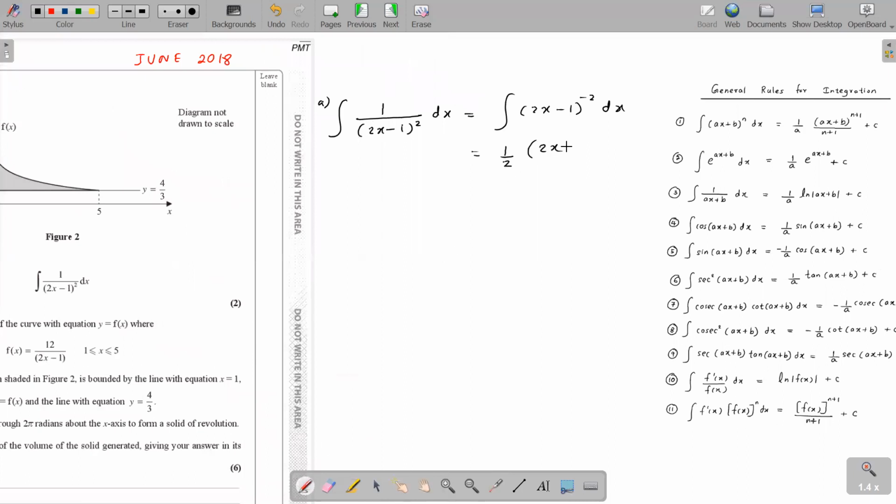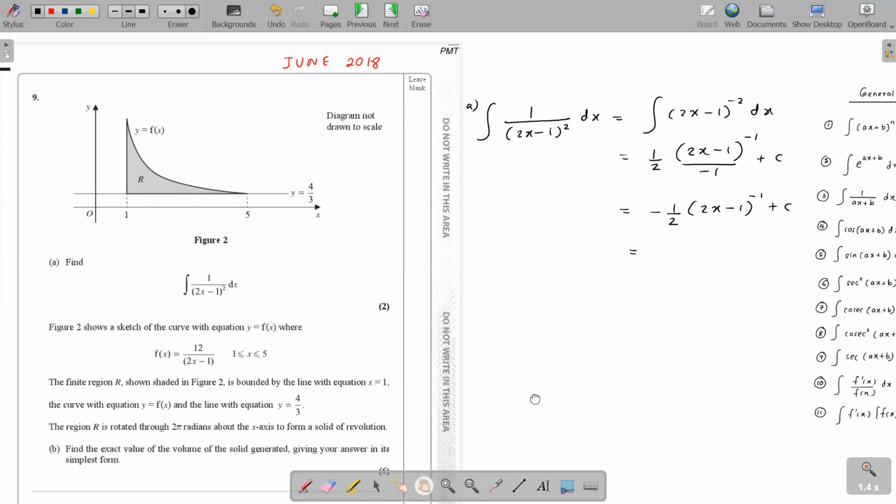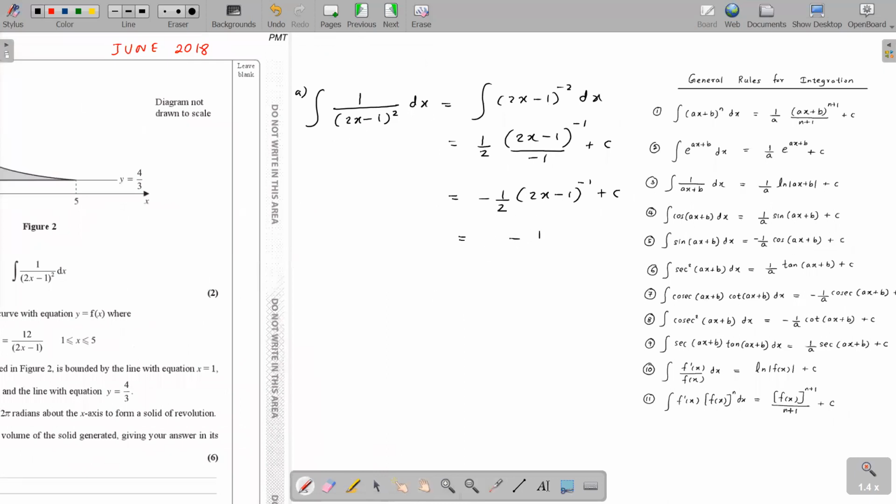So (2x minus 1) to the power n plus 1. Minus 2 plus 1 is minus 1. Divide by minus 1, plus c. So you end up getting minus half times (2x minus 1) to the power minus 1 plus c. Do you agree? So do they ask us in any format? No, they just ask you to get the answer. So minus 1 over 2 times (2x minus 1) plus c. Do you agree? I just brought the (2x minus 1) to the power minus 1 down as a division, because of the power minus 1. Okay.